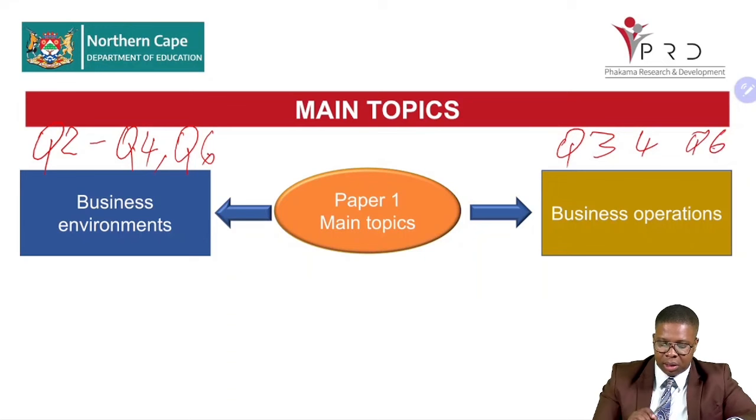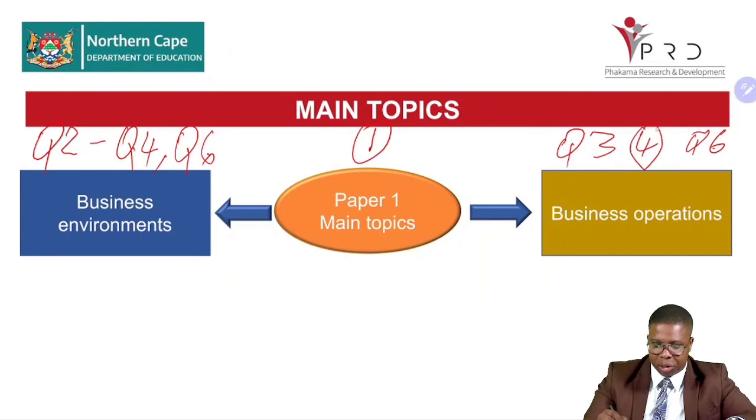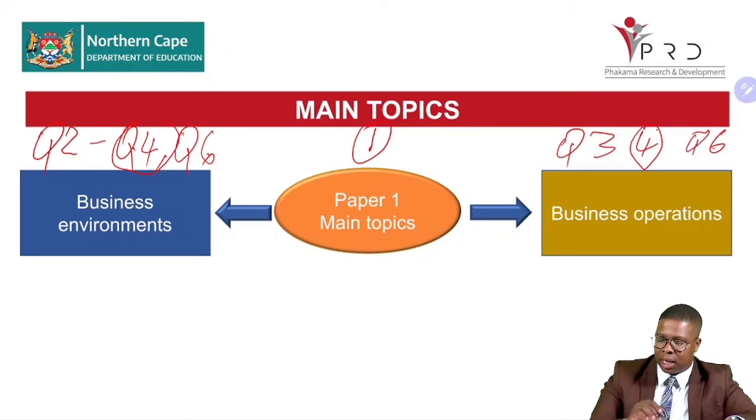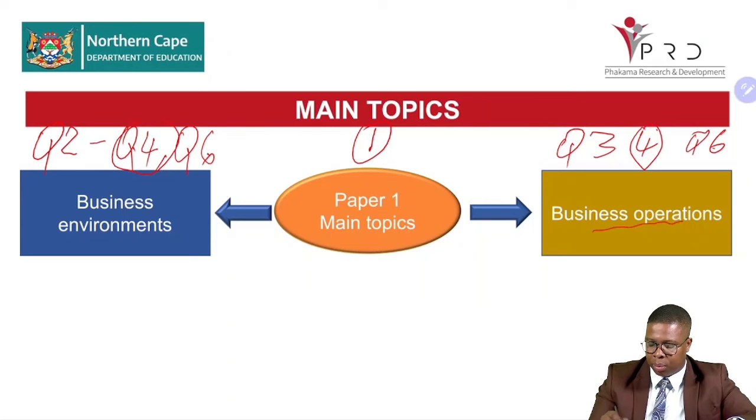What is important here is that, remember, we also have question 1. Question 1 will assess both the business environment and the business operations, which will be similar for question 4. Question 4 as well will assess both business operations and business environments.